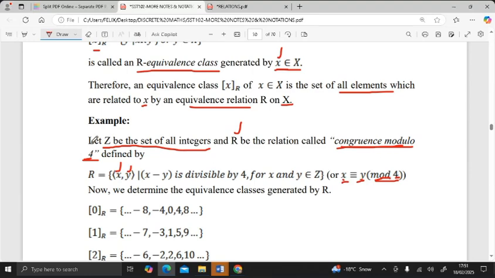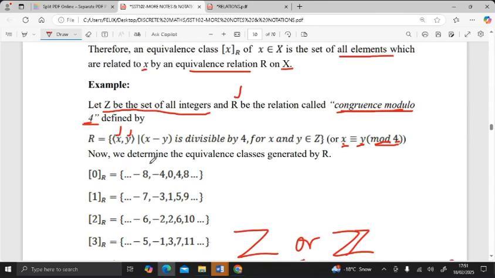Please have a grasp of this because we shall use it somewhere else. We say that X is congruent to Y, written this way. This symbol here looks like an equal sign but has 3 horizontal lines. X is congruent to Y modulo 4 if X minus Y is a multiple of 4, or it is divisible by 4.